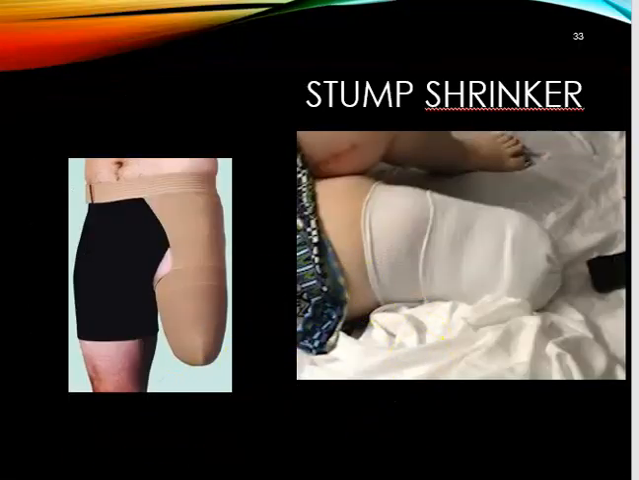Okay, so the last slide I have on here is going to be a shrinker. They're called stump shrinkers. I prefer the term residual limb. It just sounds a little nicer for the client. And you can see here there's a couple different types. So this is going to be kind of like an ace wrap. This one fits around the waist and goes around the limb here.